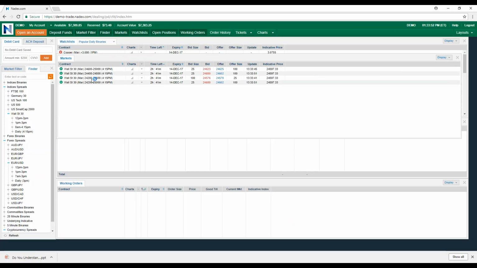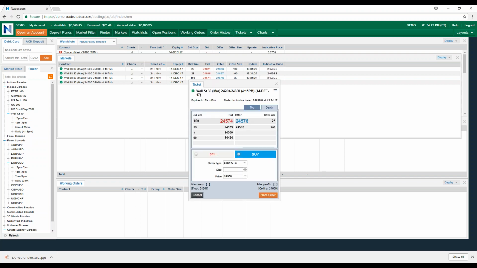Why was this other one so much more? Well, look at the difference of the floors. This one we looked at had a floor of 24,600. This one has a floor of 24,200. I can buy it for 24,578. Well, from 577 down to 200, that's like 377 points, isn't it? That's a big difference between where I'm buying in and my floor.